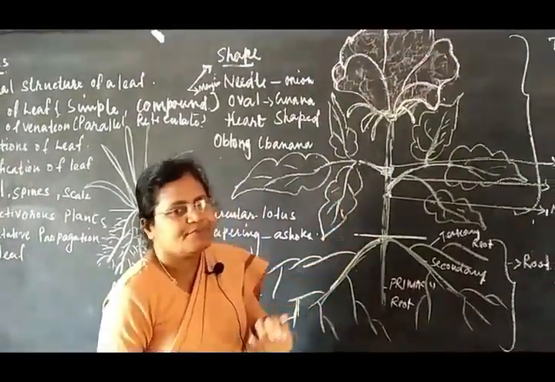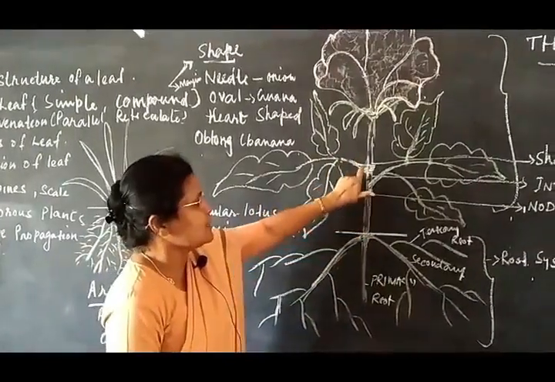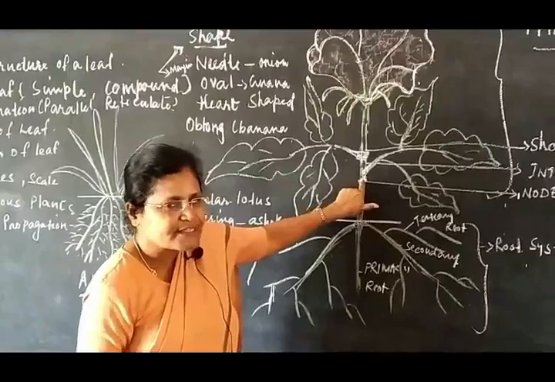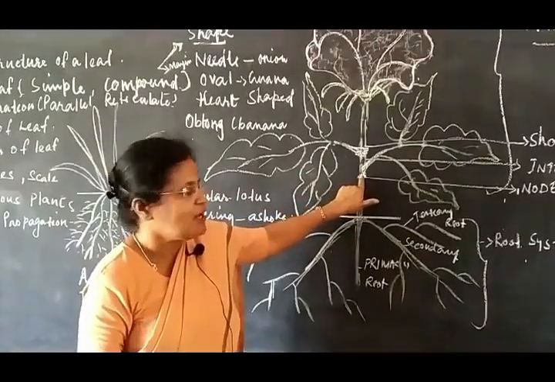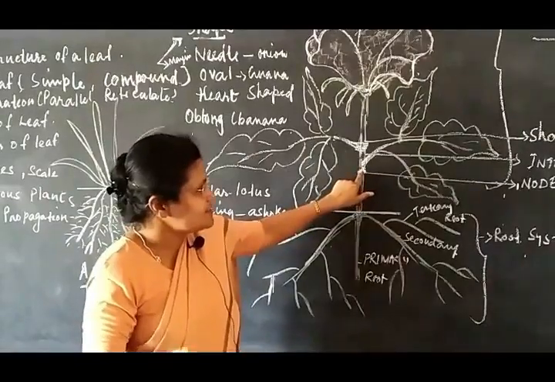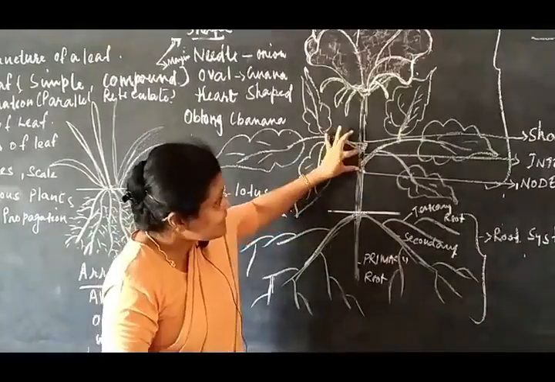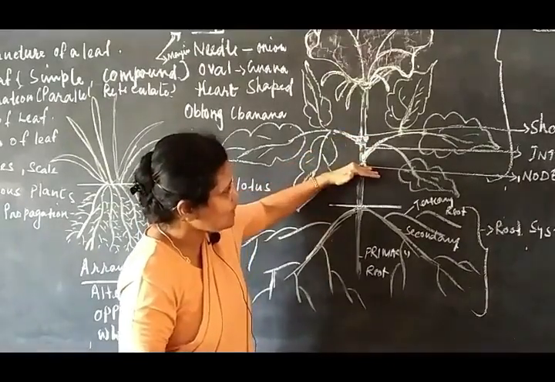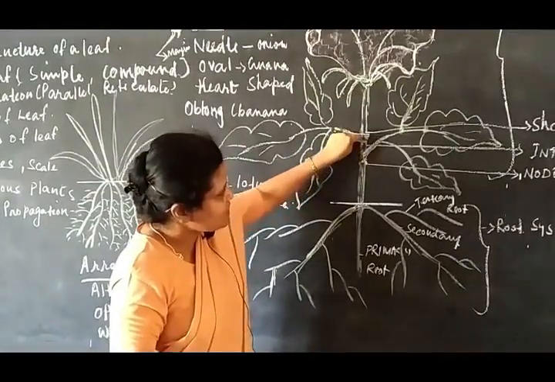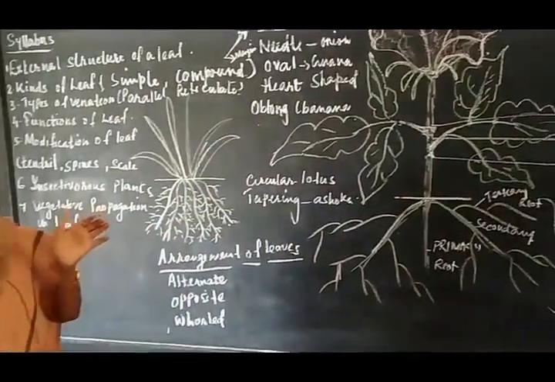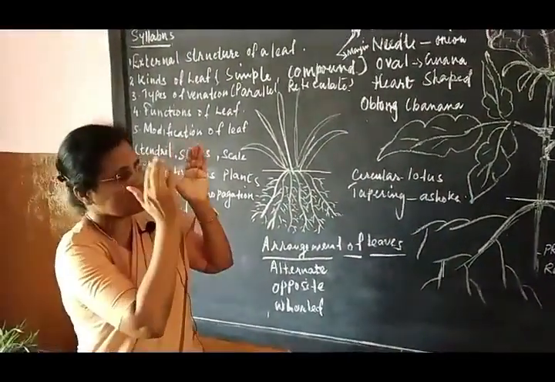Coming to the stem, it has two parts, the nodes and internodes. Nodes are the part of the stem or shoot system from which the leaf or the branches arise, whereas internodes are the region between two successive nodes. Here is one node, and here is another node. So the area between two nodes is called your internodes. So that's the introductory part to get into the leaf.